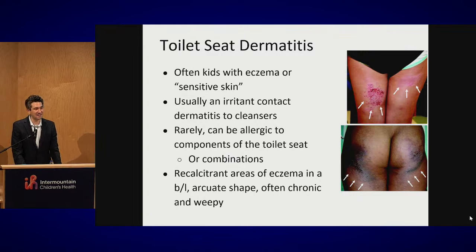But you can see it in other kids too, but the longer you spend on the toilet, the more likely it is, the more sensitive your skin is, the more likely it is, and the harsher the detergents used, the more likely it is.